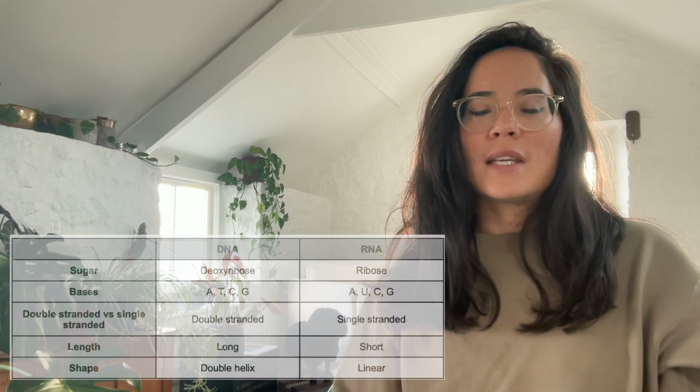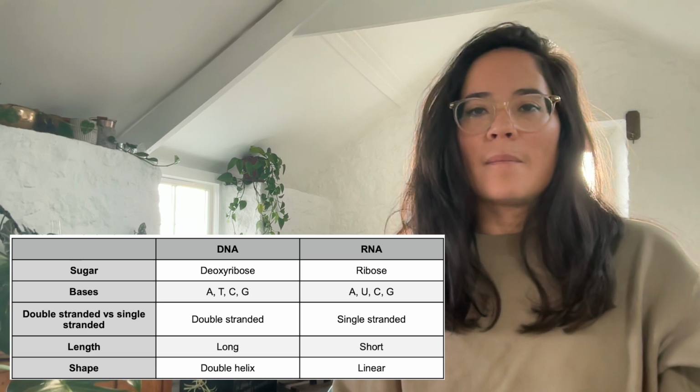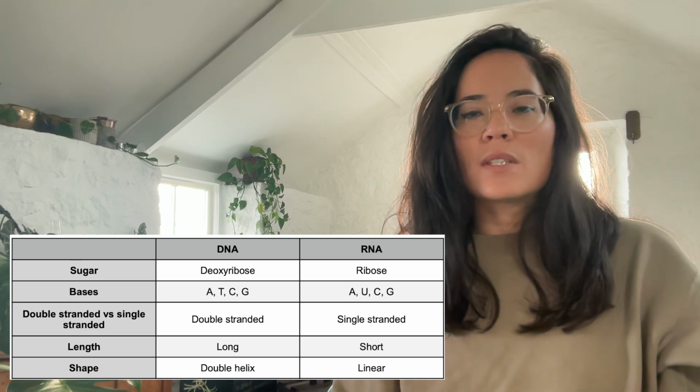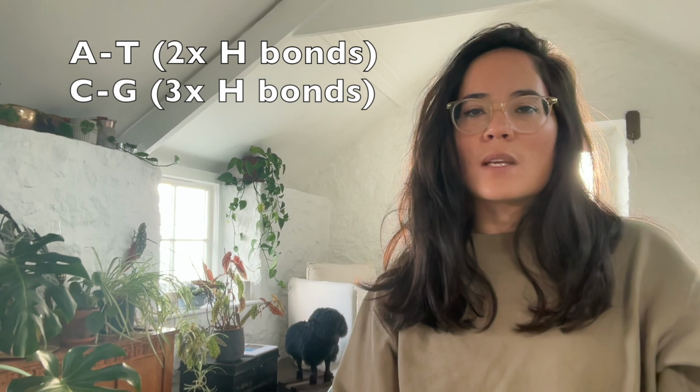The size difference between the purines and pyrimidines means that hydrogen bonds can occur between the bases, and it's these hydrogen bonds which hold together, in effect, the rungs of the DNA ladder. Remember that DNA is double-stranded. It's a long molecule when compared with RNA, and in terms of the number of hydrogen bonds holding together the bases of DNA, it's 2 hydrogen bonds between A and T, 3 between C and G.